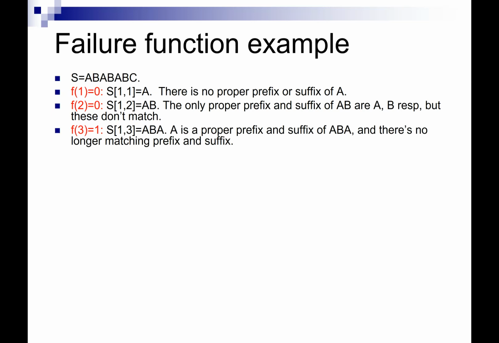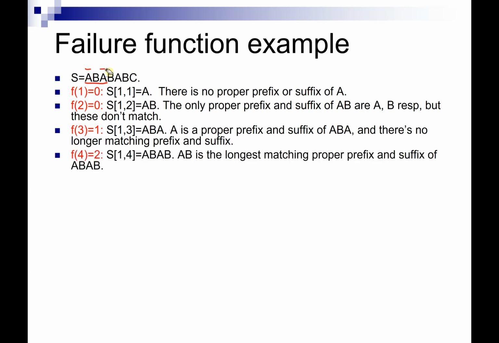For f of 3, we take the first 3 letters of s. You look for a matching prefix and suffix, and that's just going to be the a, and the a matches this a. For f of 4, we take the first 4 letters of s, and the longest matching prefix and suffix is this ab here, matching this ab over here.